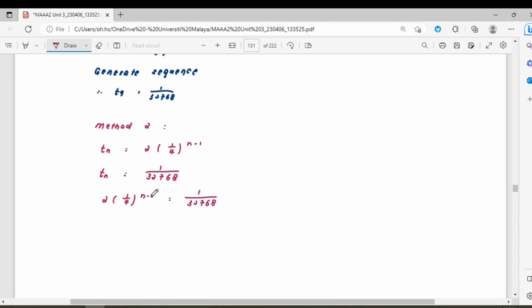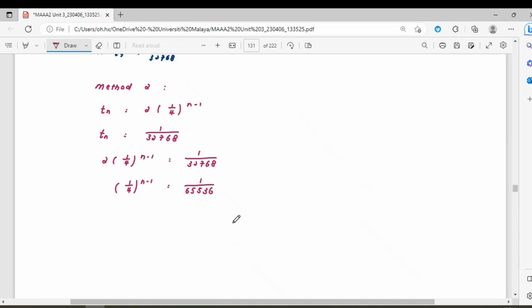If I want to solve for the unknown n here, the first thing we need to do is bring the 2 over. Their relationship here is multiply, so when you move it over, it will become divide. The left-hand side still remains; I only bring 2 over, so it becomes divide 2. You can straight away press this in your scientific calculator and divide by 2, and you should be able to get 1 over 65,536.